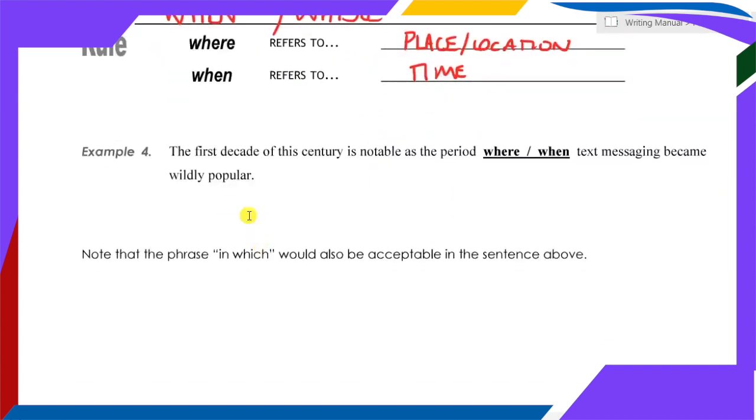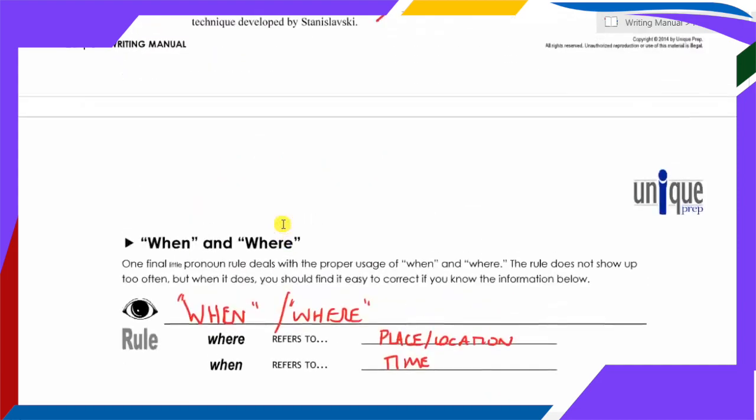Example 4: the first decade of this century is notable as the period where / when text messaging became wildly popular. The when / where here is referring to period. Period is a time. We need the pronoun when. The first decade of this century is notable as the period when text messaging became wildly popular. You could have replaced when with in which. You could say the period in which text messaging became popular. That would be perfectly acceptable as well. That is all for pronouns.